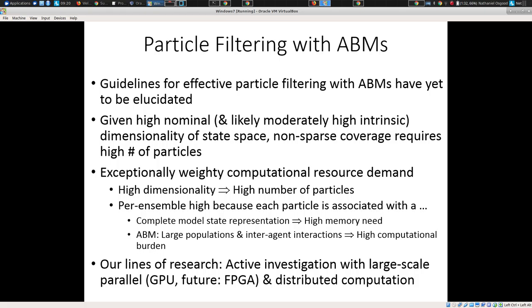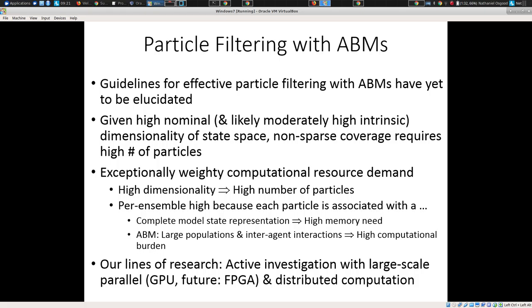I wanted to offer a few remarks on particle filtering with agent-based models. Agent-based models have had comparatively little examination with particle filtering approaches, despite their great compatibility with it. The reason for this is manifold. Traditionally, particle filtering, like Kalman filtering, has been done more with models that have explicit mathematical formulation. But there's no reason it can't be done with ABMs, and we have a paper that examines this, in fact, from an earlier version of this conference.